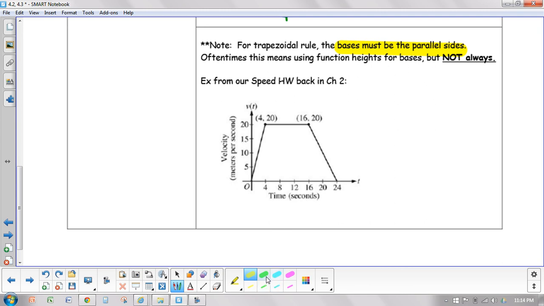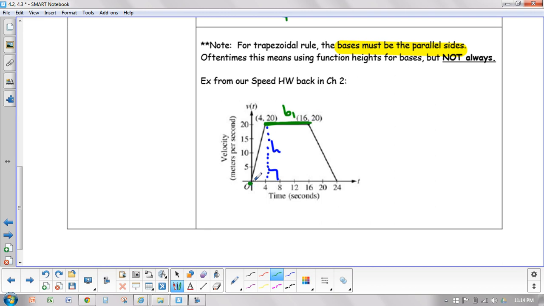So in this case, they didn't give you a formula for v of t. They just drew out what v of t looks like. And in this picture, your height is actually going to be vertical, and then your bases that are the parallel sides, this is going to be base 1.